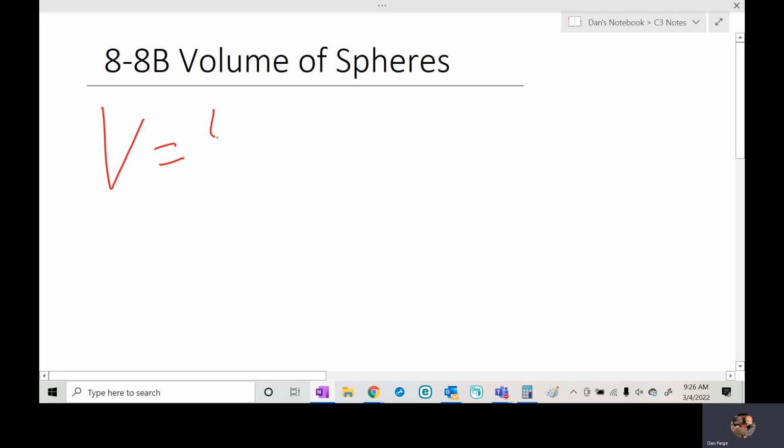It is 4 pi times the radius cubed divided by 3. That's the volume of a sphere.